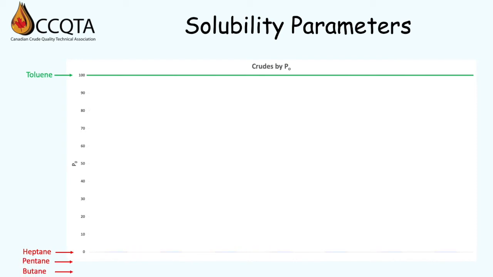I've also added pentane and butane to illustrate where they would fall on this chart. They're important to consider when considering products for blending. If products are high in pentanes and butanes, etc., then the P0 values will also be very low.